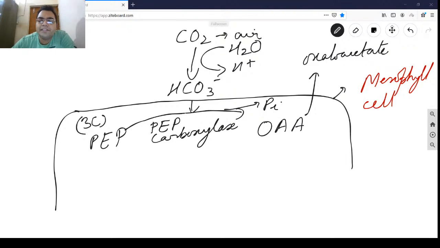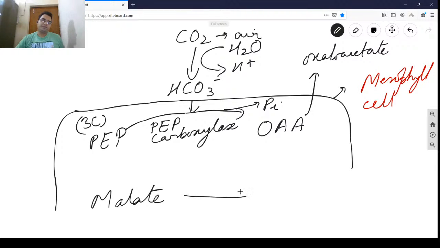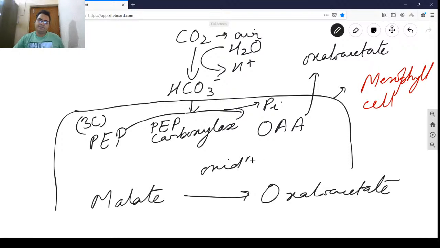Now, after oxaloacetate has been produced, in the Krebs cycle, if you remember, malate gets oxidized to oxaloacetate, right? When malate did get oxidized to oxaloacetate, what formed? This was the reaction. That's why all the cycles are interrelated in biochemistry. This was the last reaction of the Krebs cycle. This is an oxidation reaction, in case of the Krebs cycle.